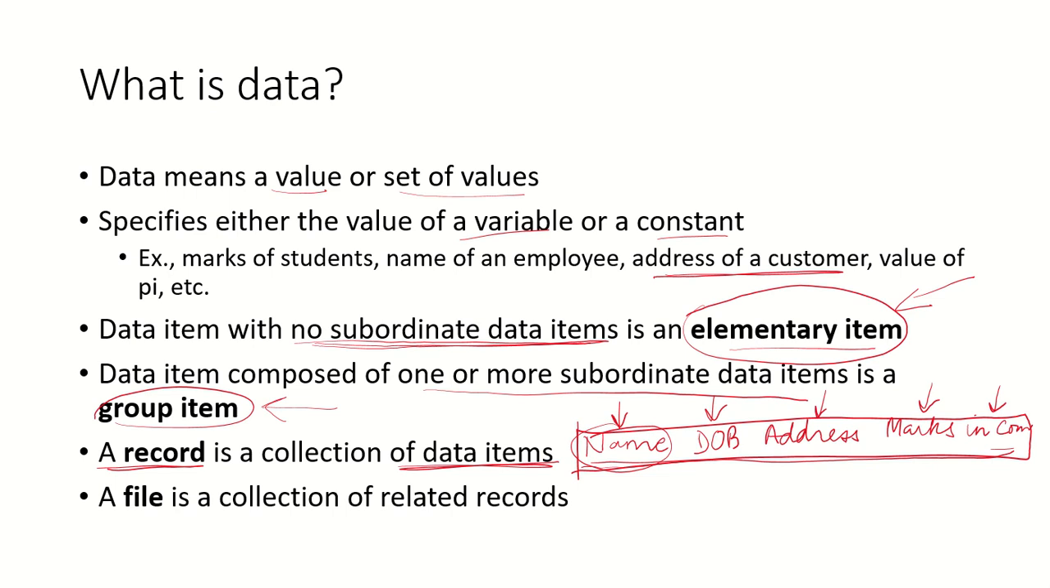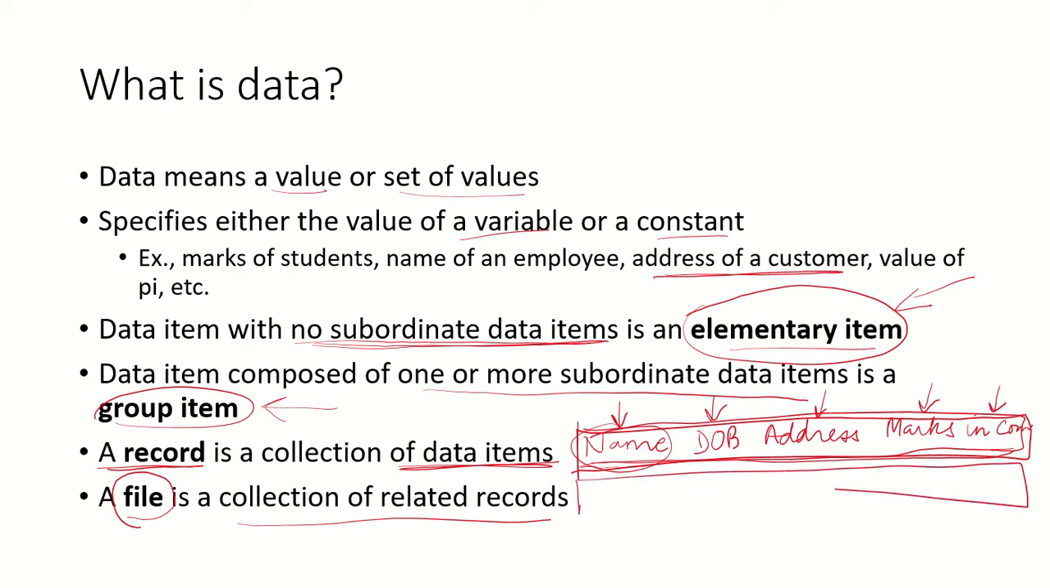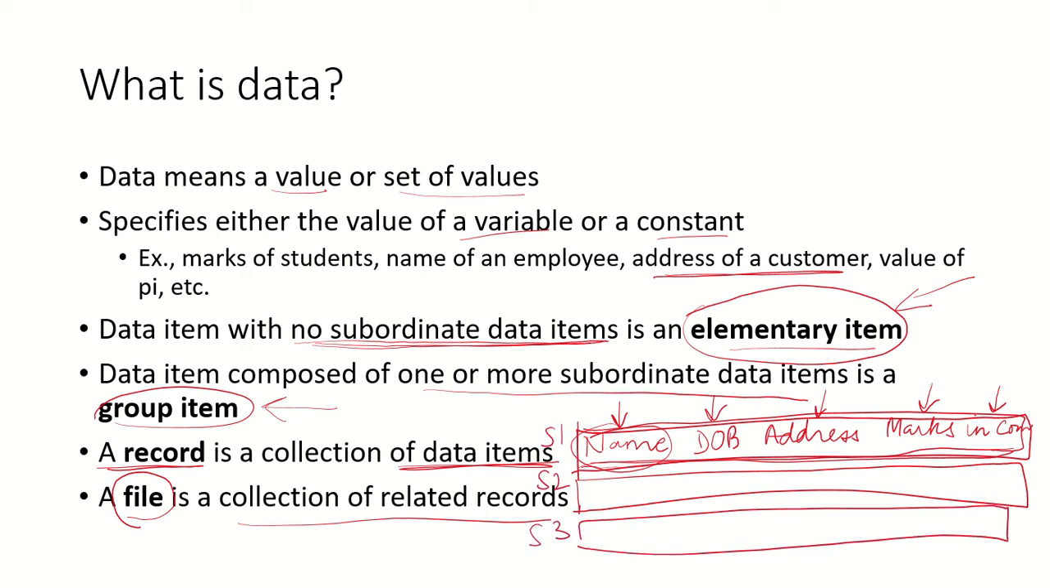Then a file is a collection of related records. So this record was supposedly corresponding to one particular student. But if we have say 100 students in a class, each student would have his own record. So this would correspond to student 1, then student 2, then student 3. So a collection of data items for each student, and all of these records could be kept in a particular file. So this file is a collection of related records.